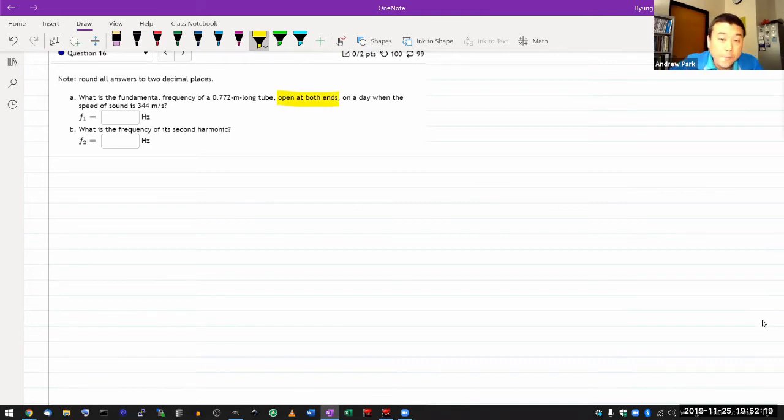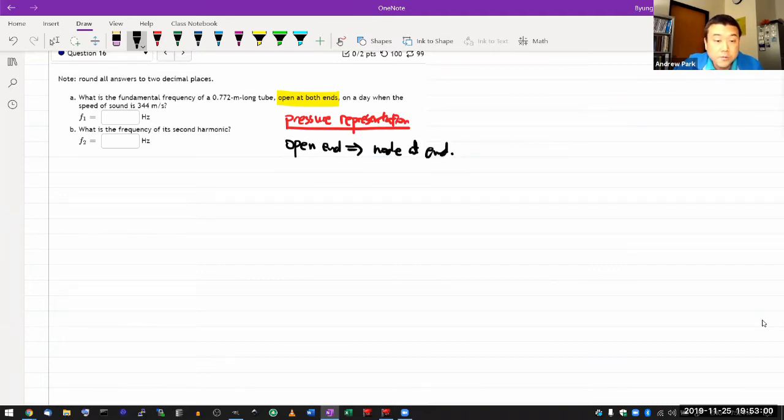With the tubes, open end and closed end mean different boundary conditions. Here, let me specify boundary conditions within my preferred representation. I like to use pressure representation. If somehow displacement representation makes more sense, all the power to you, use that. You don't have to use pressure representation. But when I do use pressure representation, open end means a node at that end. So here, open at both ends, we are dealing with standing waves with nodes at both ends.